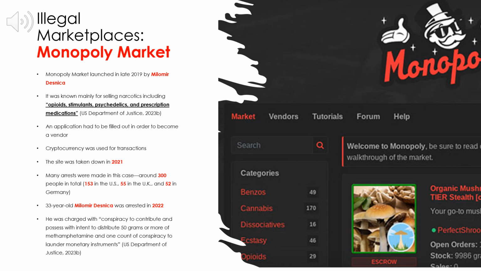And 33-year-old Milomir Desnica was arrested in 2022. He was charged with conspiracy to distribute and possess with intent to distribute 50 grams or more of methamphetamine and 1 count of conspiracy to launder monetary instruments. And if you look to the right, that was a screenshot of the site, and if you see why it's called Monopoly Market, they decided to use the Monopoly Man as kind of a mascot, if you will. So that's pretty interesting.